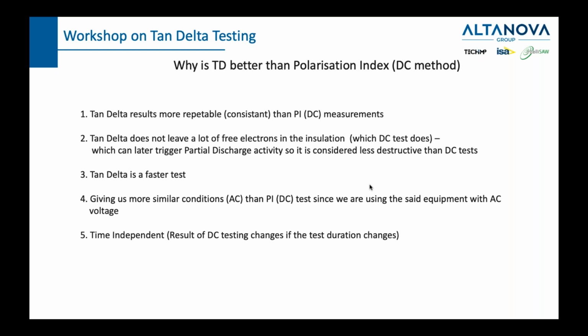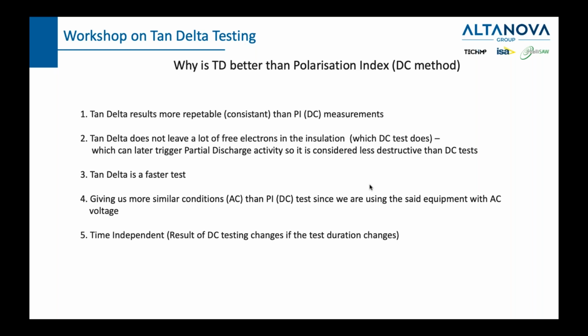I just also want to address another important point, and that is, why is tan delta better than polarization index, the DC method? So first of all, what we understood is that tan delta gives us more repeatable results. If you do 5 tests of tan delta, you should get the same number. With the PI, you don't do that. You don't get the same numbers.